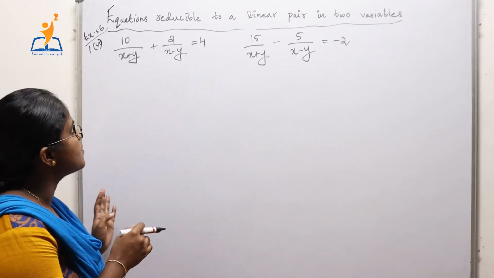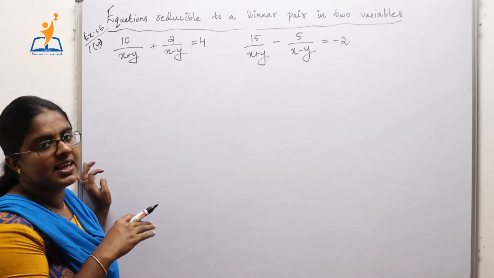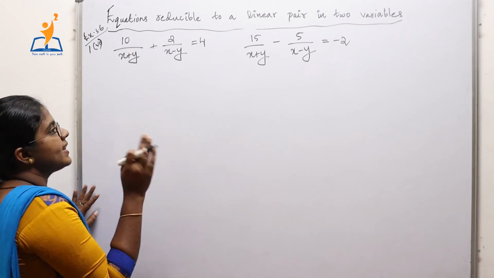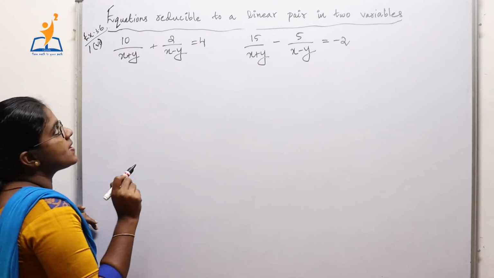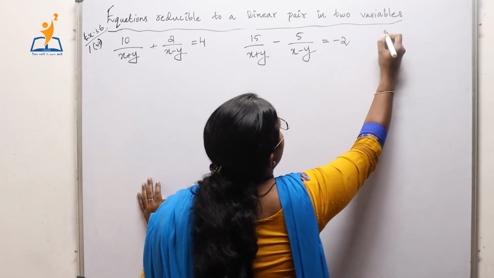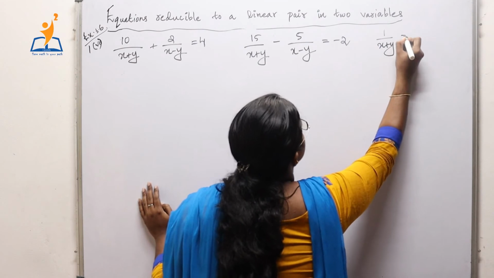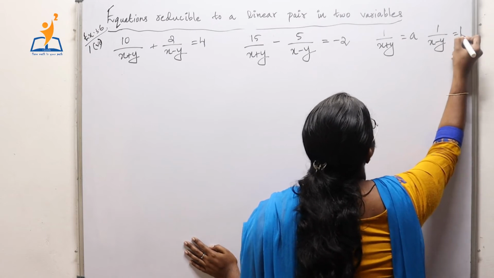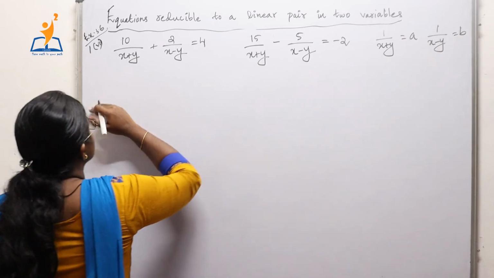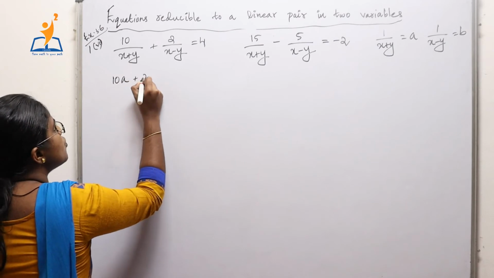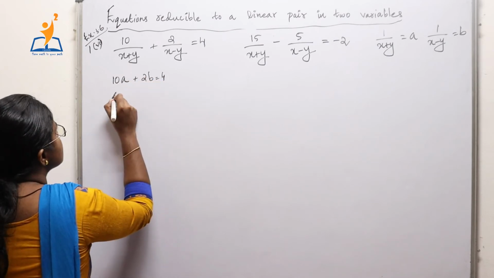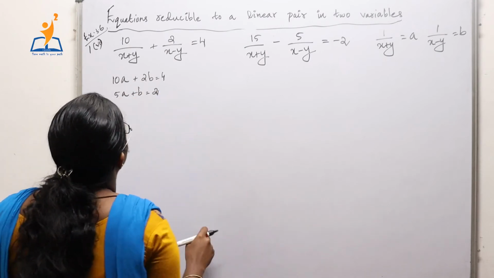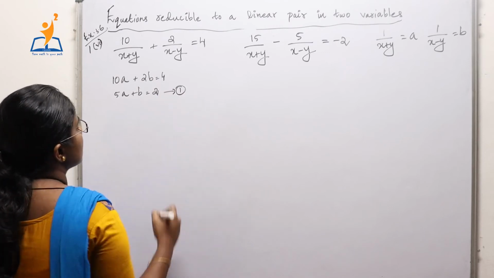Now this is our next question, and by looking into the question we can see that this is not a linear pair of equations. So in order to make them linear, we are going to give proper substitutions. Let 1 by x plus y is equal to a and 1 by x minus y is equal to b. Now this equation will become 10a plus 2b equals to 4, and in simplest form it is 5a plus b equals to 2. Just dividing throughout by 2 we will get this equation, and this is our equation number 1.